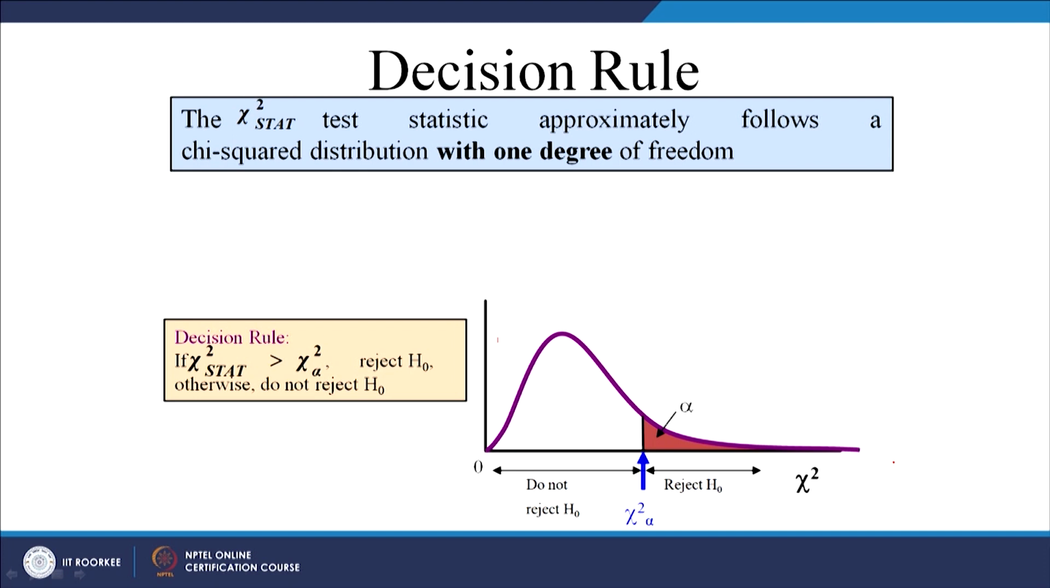So, the decision rule remains same. If the chi-square calculated is more than the critical value, we will reject null hypothesis, otherwise we will not reject it.